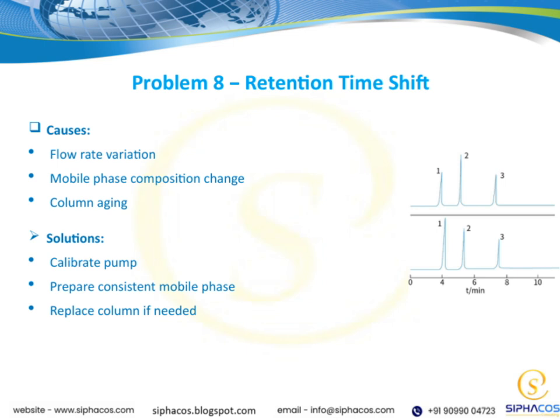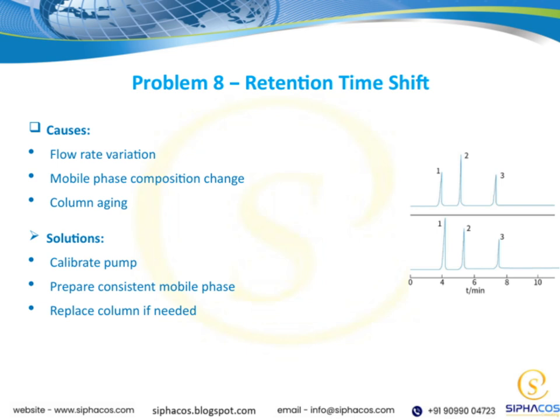The main causes include flow rate variation, which means if the pump isn't delivering a consistent flow, the retention times can shift unexpectedly. Changes in the mobile phase composition also play a big role, since even small variations can impact how compounds move through the column. Lastly, column aging is a factor. Over time, columns can degrade, leading to changes in retention times.